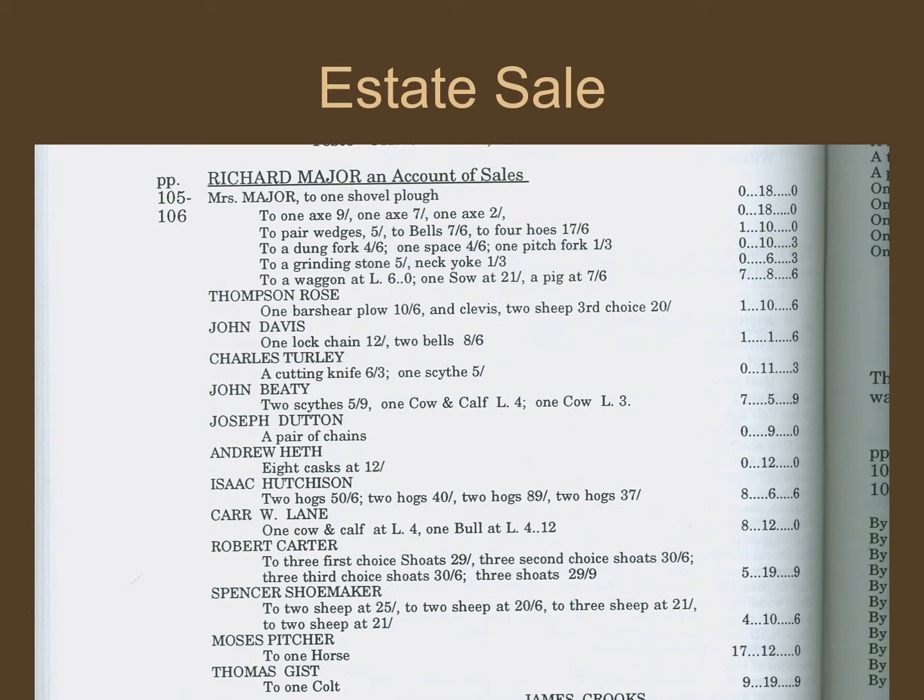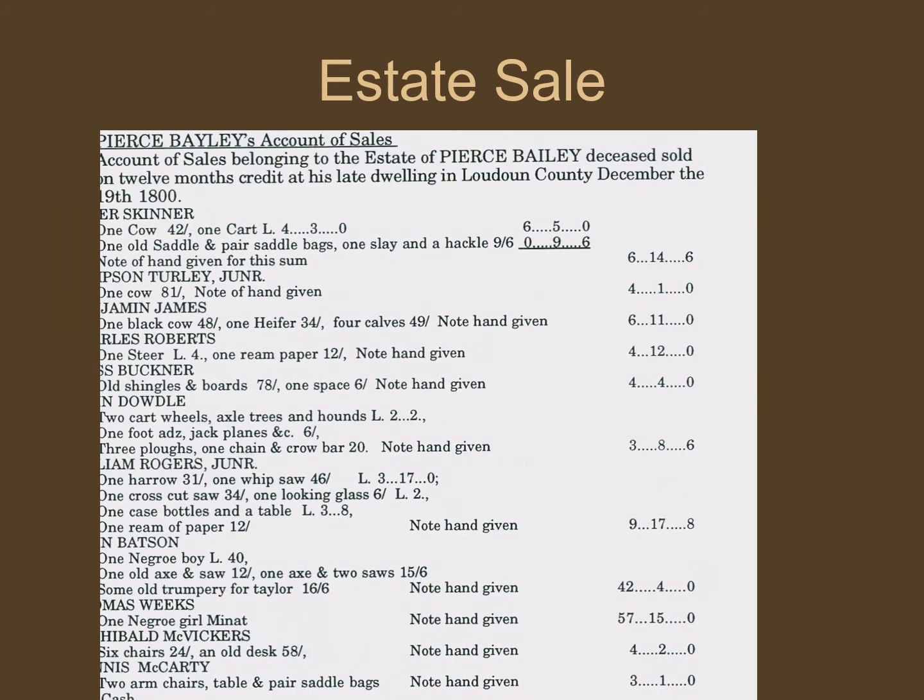An estate sale auction often takes place to allow the value of the property to be divided equally among the heirs. If the sale bill is recorded, it will show each purchaser what was bought and what they paid. In this estate sale dated 1800, in among the livestock and tools, one Negro boy, not named, was sold for 40 pounds. One Negro girl named Minot was sold for 57 pounds. Hopefully, the boy's identity can be proved by other records.